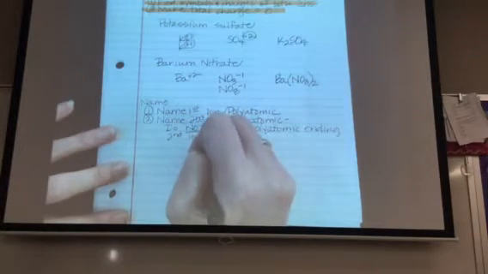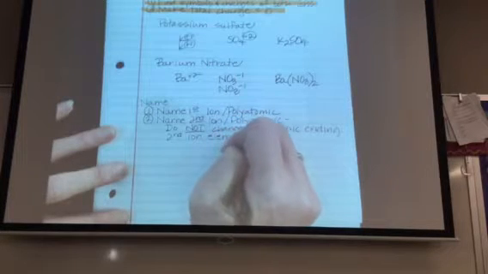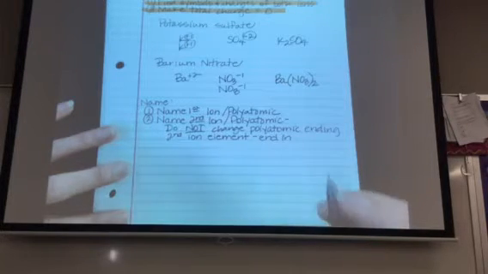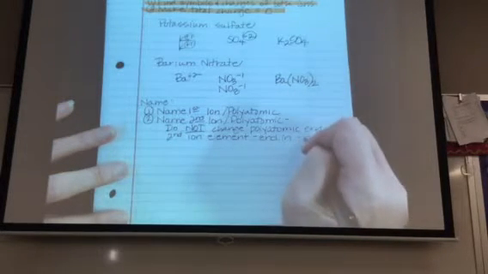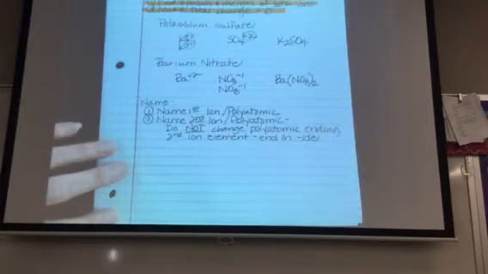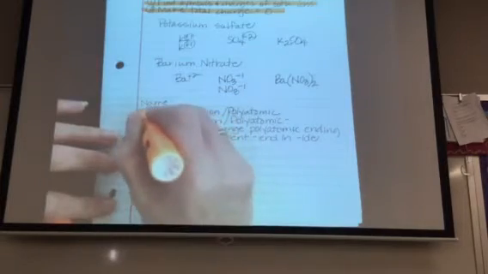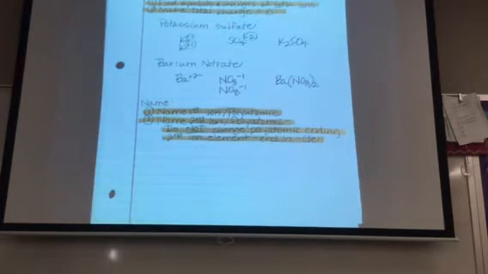If the second ion is an element, what do we change the ending to? When you have a plain element as the second one, what do we change the ending to? Ide. So name the first ion or polyatomic, then name the second one, but don't change the ending if it came from the card. If it's an element, you make it "ide".